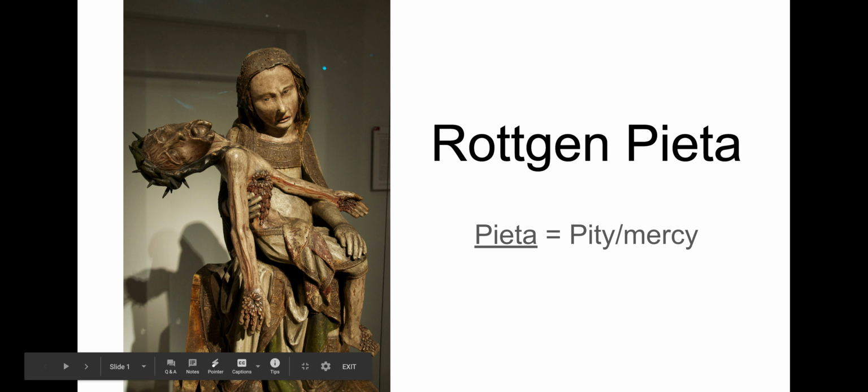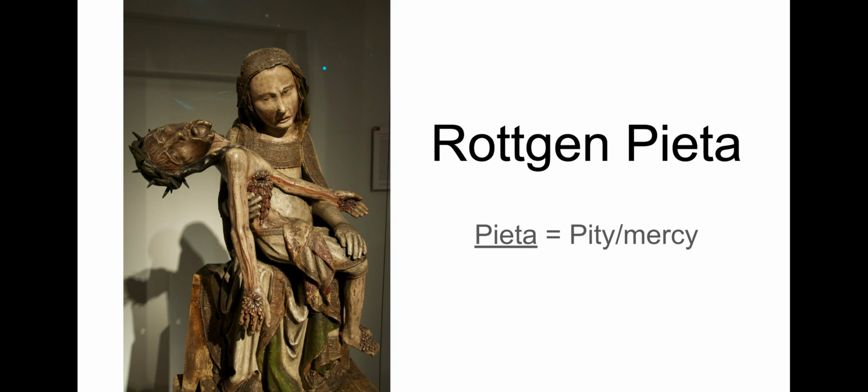So you're looking at one of the most, I think, emotionally powerful images that we see all year, and it's called the Rottgen Pieta. Now, Pieta translates to pity or mercy. Pieta is Latin for those two terms. That is definitely a vocab term, and you want to put that into your context for this piece.